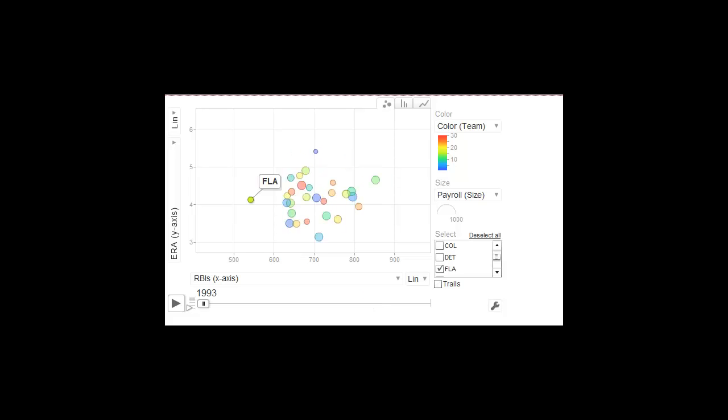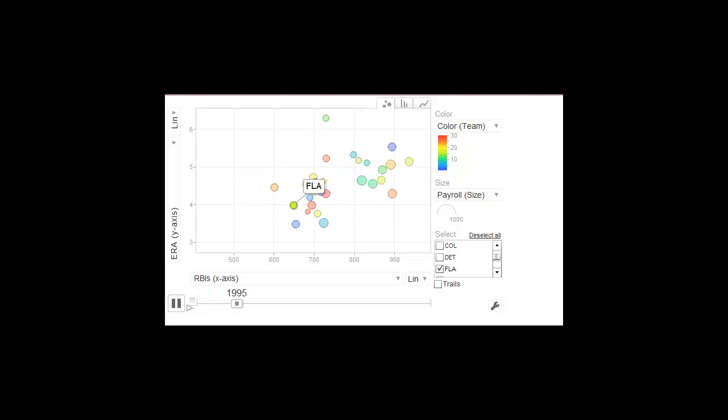Now let's go back and follow a few specific teams. We will start with the Florida Marlins, who won the World Series in 1997 and 2003. The Florida Marlins franchise, now the Miami Marlins, was established in 1993. In 1993, the Marlins had the fewest RBIs, but their ERA was okay. The number was even smaller in 1994, due in part to the strike.